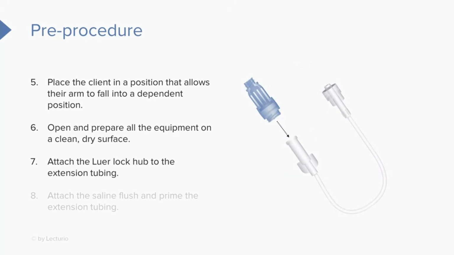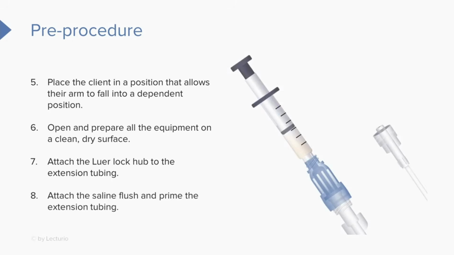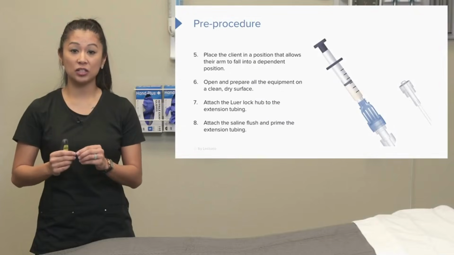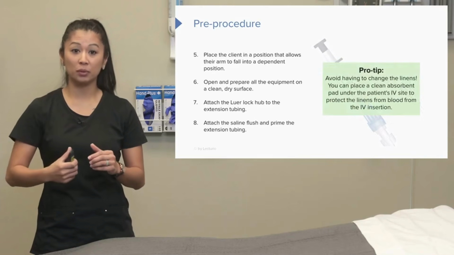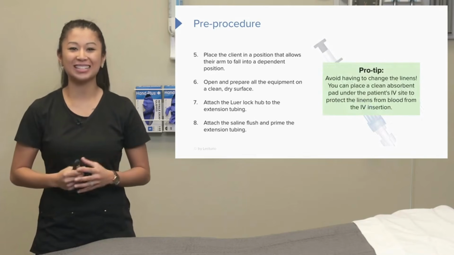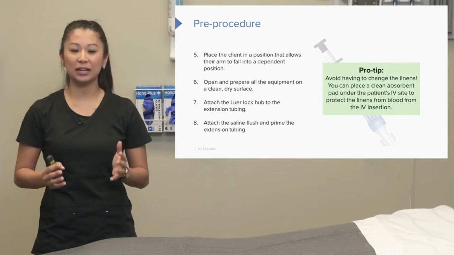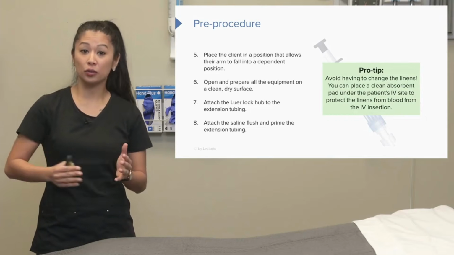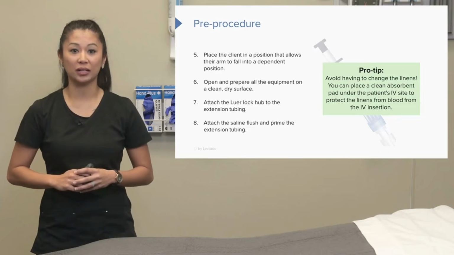Also, before we start the procedure, let's do everything we can so we don't have to stop in the middle of what we're doing with our hands tied up. So we're going to attach that Lurlock to the extension tubing, and then we're also going to attach our flush here, and you'll see why later. We're going to push the plunger and what we call prime the extension tubing. All we really mean here is we're going to push the saline through the pigtail or extension tubing.